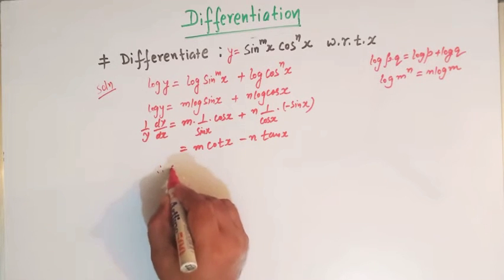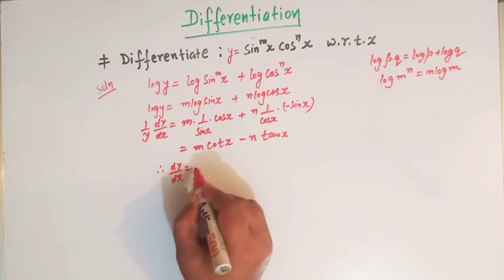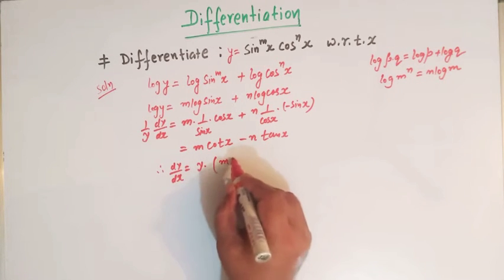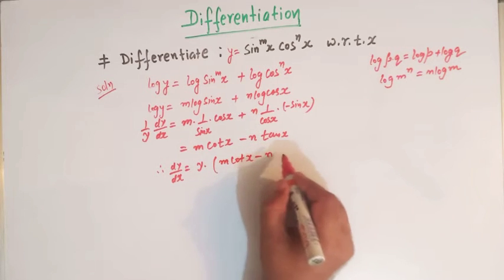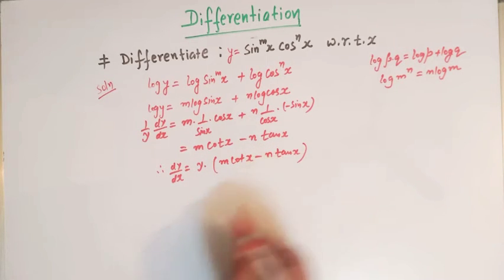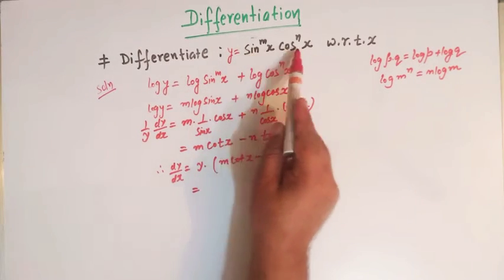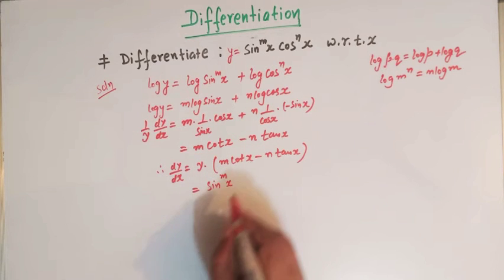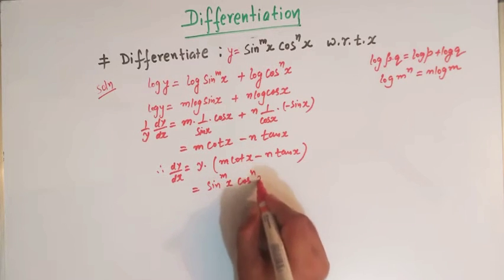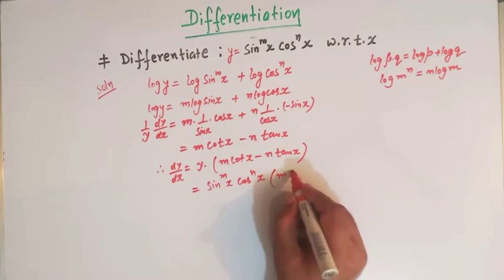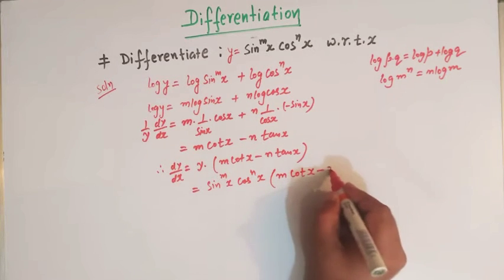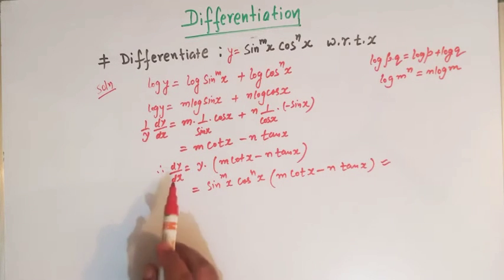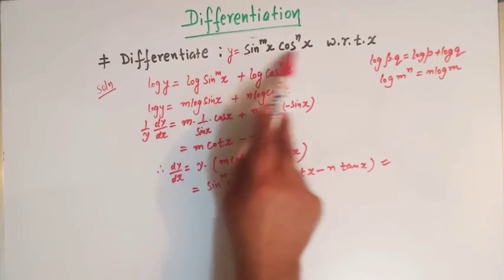So therefore dy over dx can be written as y times, taking this y to this side, m cot x minus n tan x, and for y we can write this expression. So we have sine raised to mx cos nx times m cot x minus n tan x. So this is the required derivative of this function.